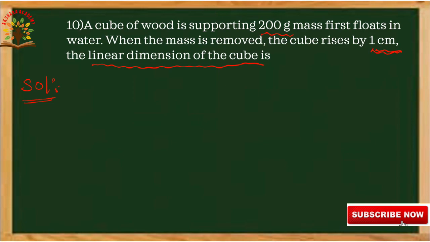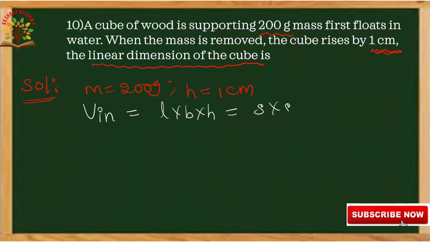Here they given m is equal to 200 grams and height h is equal to 1 centimeter. Then V is equal to the formula for volume, length into breadth into height, that is equal to s squared into h, with h given as 1 centimeter. So according to the law of flotation, the weight of the body is equal to the weight of the displaced liquid.